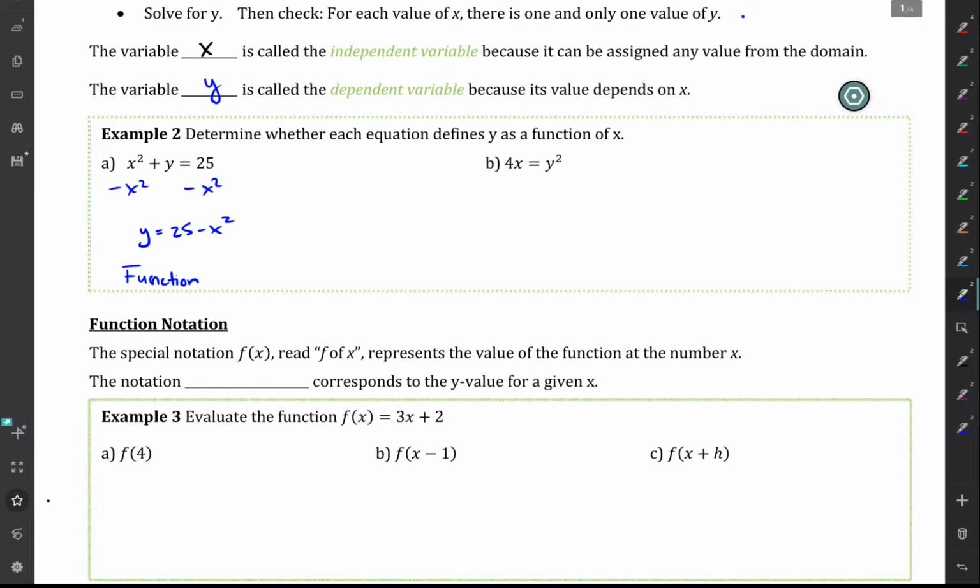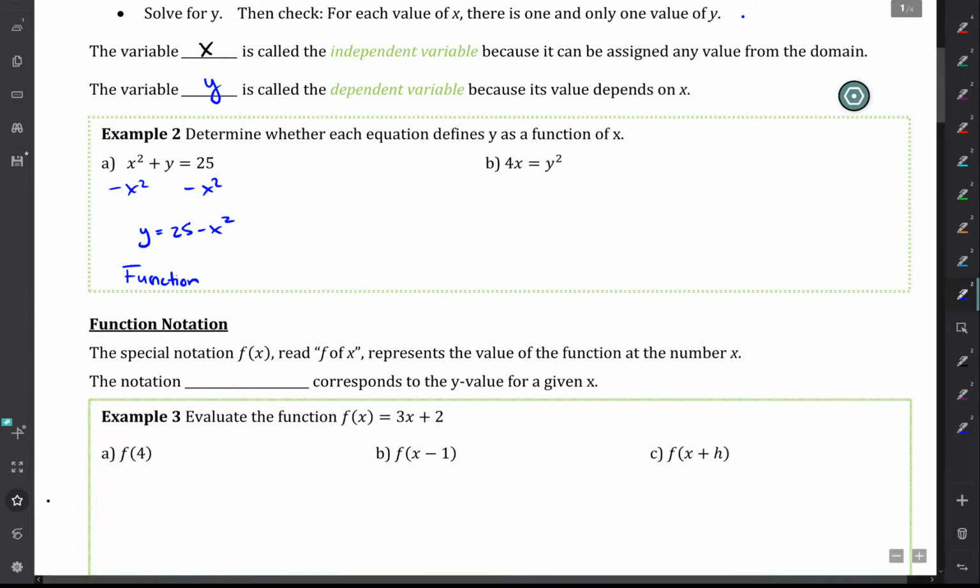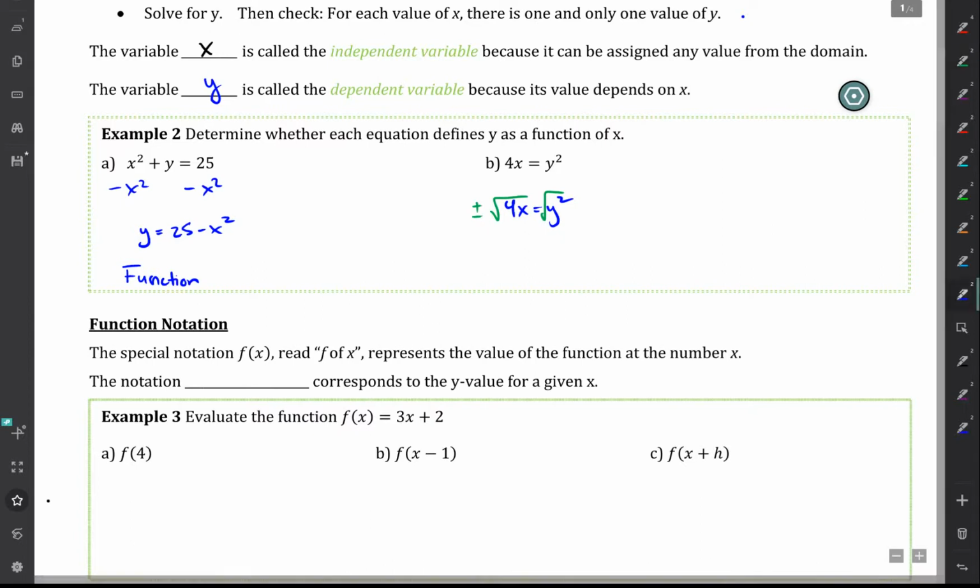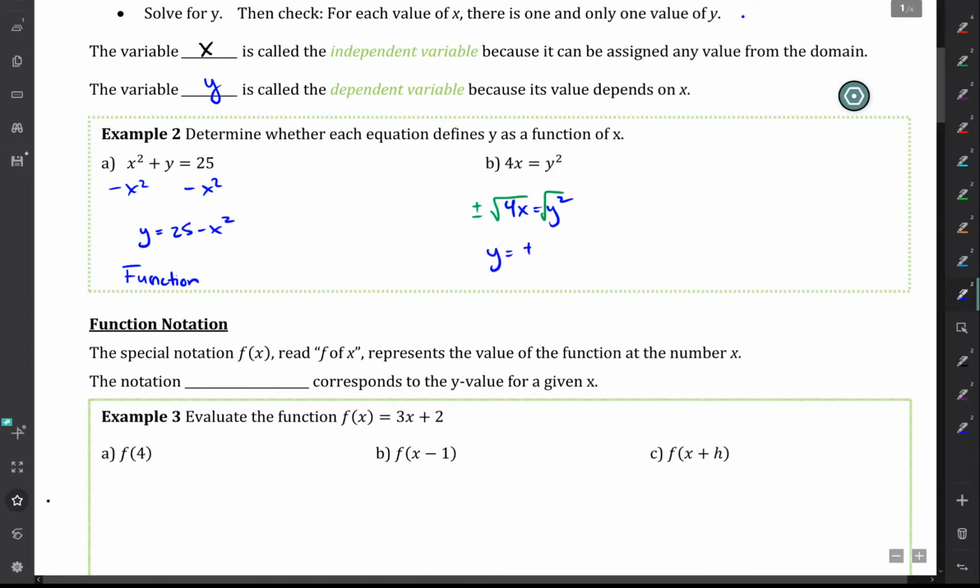On the other hand, if we look at example 2, we would want to take the square root of both sides when solving for y. And so when you take the square root of both sides, you're going to have plus or minus on the square root of 4x. We have y equals plus or minus the square root of 4x, which I guess you could write as plus or minus 2 times the square root of x. And so now here it's not a function.